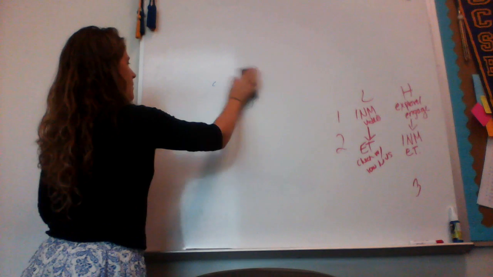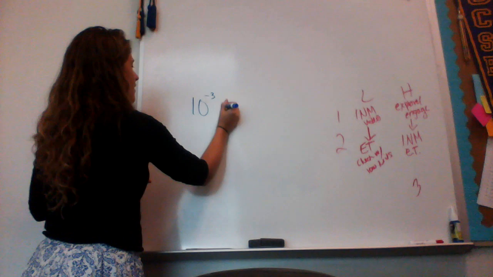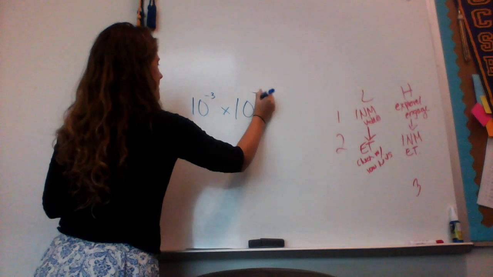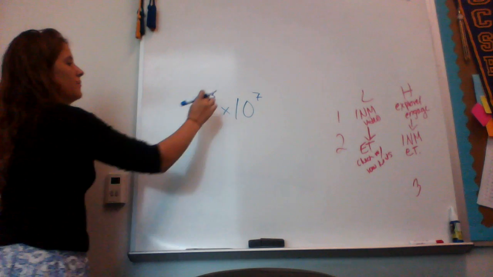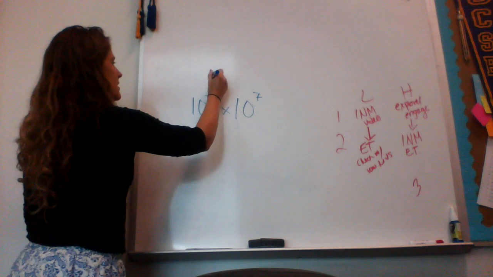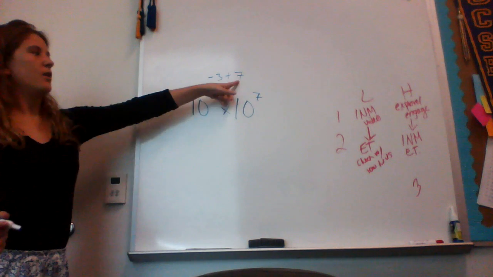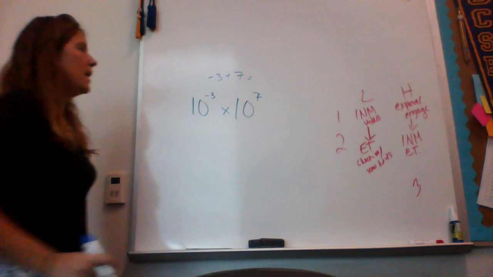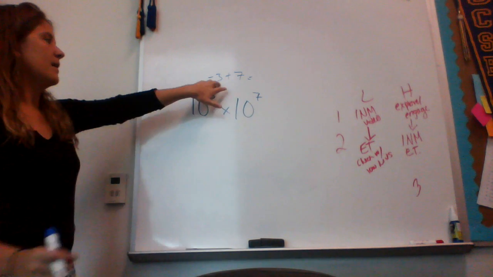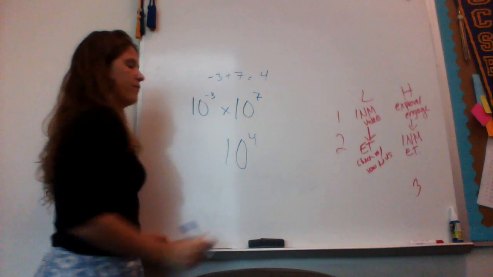Two more quick examples. Let's say I have 10 to the negative 3rd times 10 to the 7th. I am multiplying, which means that I can add my exponents, negative 3 plus 7. Are there more good guys or bad guys? There are more good guys, so my answer will be positive. 7 minus 3 is 4, so this is 10 to the 4th power.